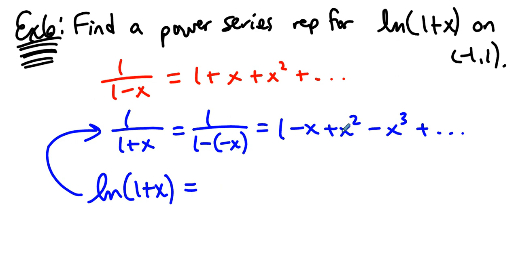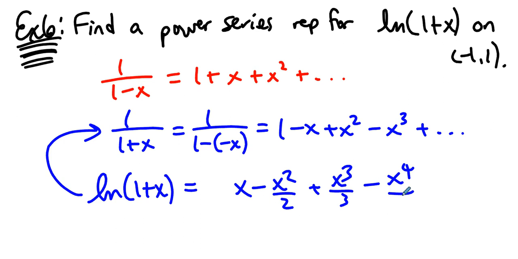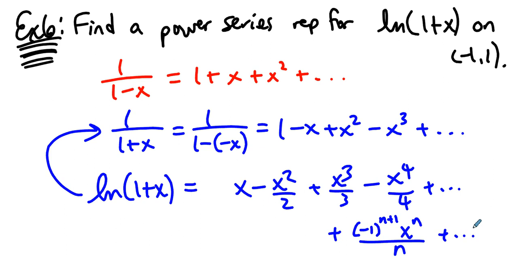So, antiderivative, and so on. We check ourselves. If x is 0, we need to get 0, and we do. There's no constant in the front. What's the generic term? The generic term is negative 1 to the n plus 1 times x to the n over n, and we go.